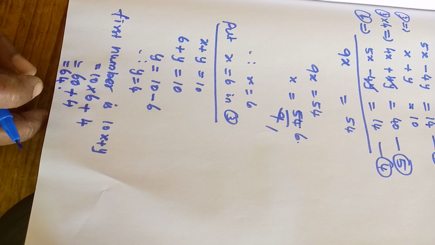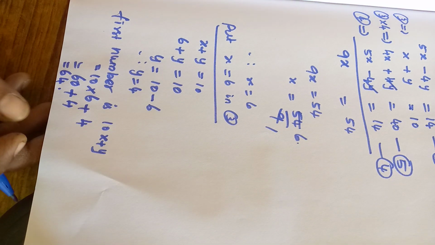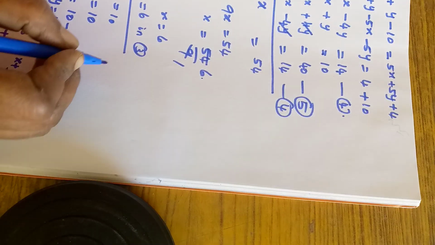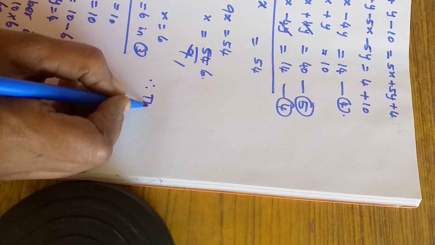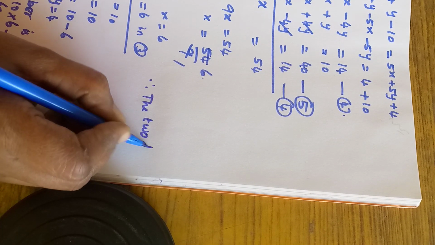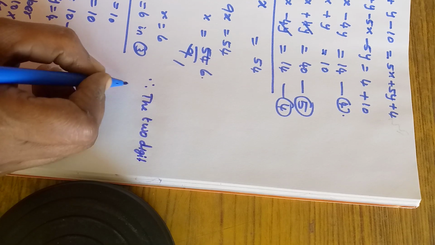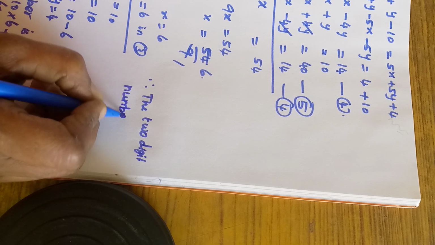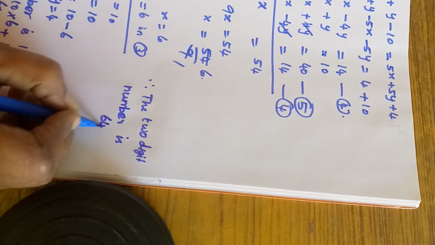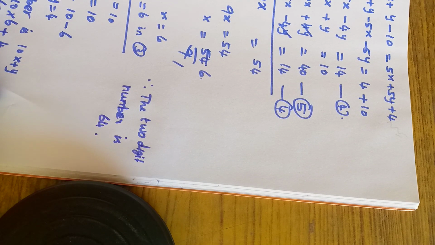So what is the answer? What is the 2-digit number? Therefore, the 2-digit number is 64. Did you understand, children?